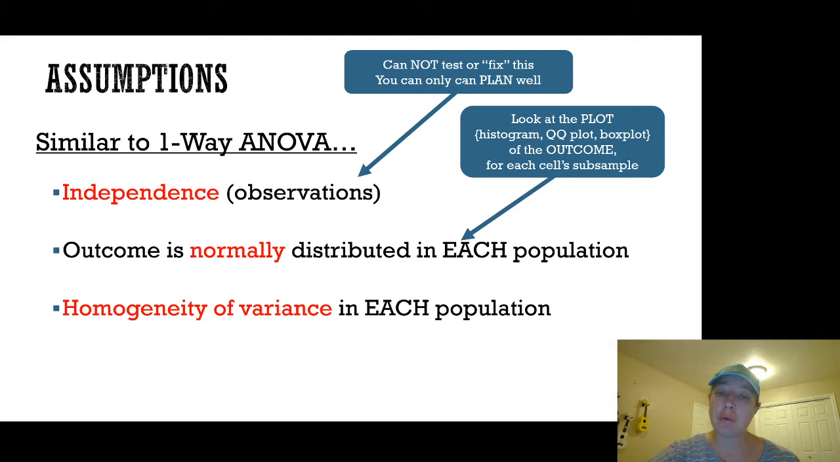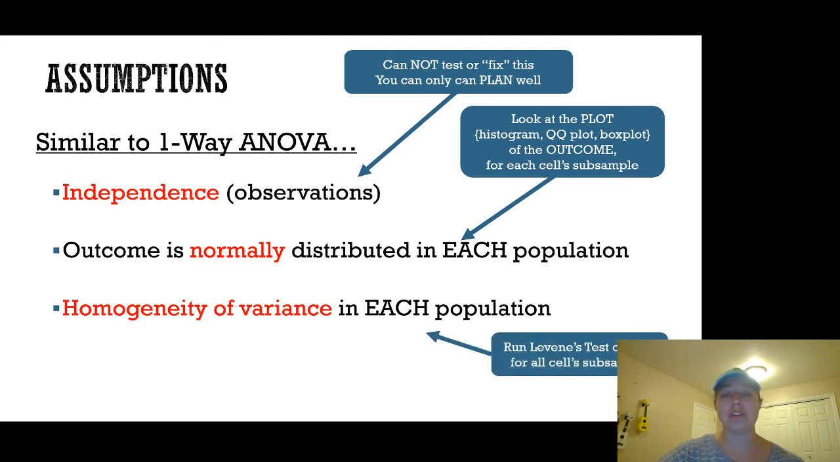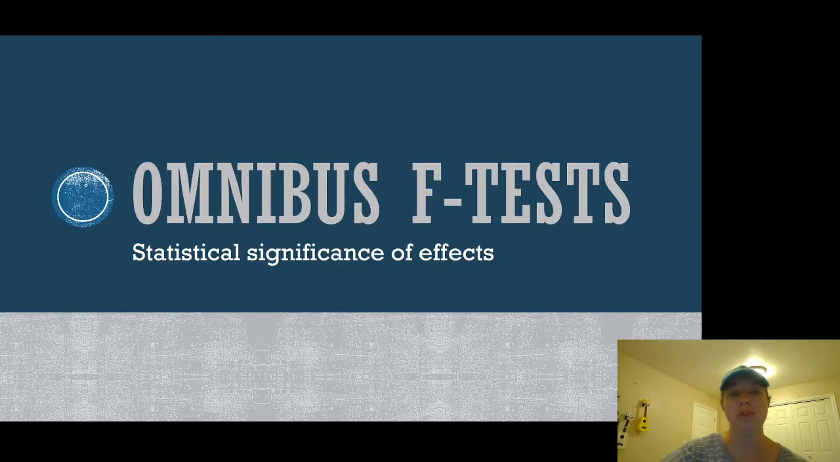To check for normality in our outcome, our dependent variable, the best way, we've talked about this a lot of times, is with a plot, like a histogram, a QQ plot, box plots. And remember here, we don't just want normality in the outcome variable at large, we want normality within each of the subpopulations in the combinations of our factors. And the same thing goes for homogeneity of variance. We're going to run Levene's test to look for homogeneity of variance, but now we have not just one grouping variable, but two. And we want all the combinations of those two grouping variables to have homogeneity of variance.